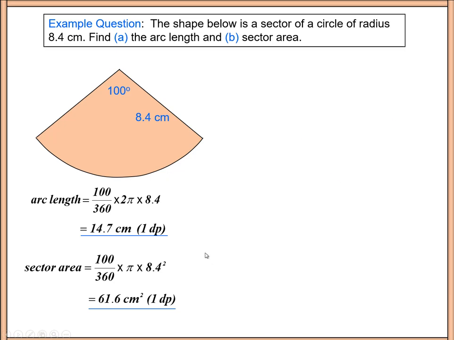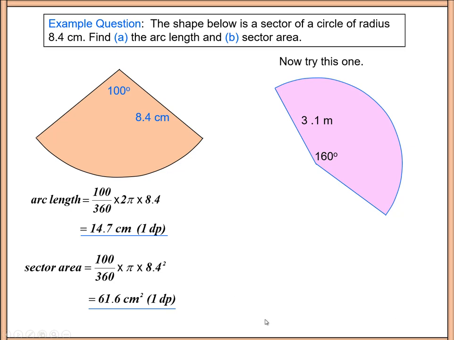Another example for you. Off you go. Radius is 3.1. Note the change in units. Click pause, and off you go.